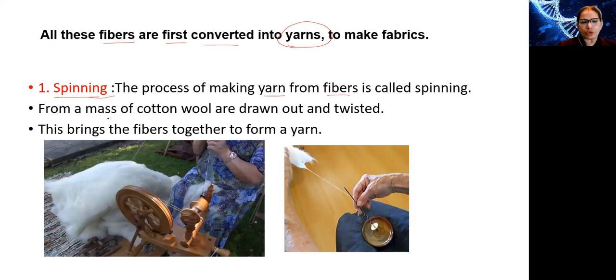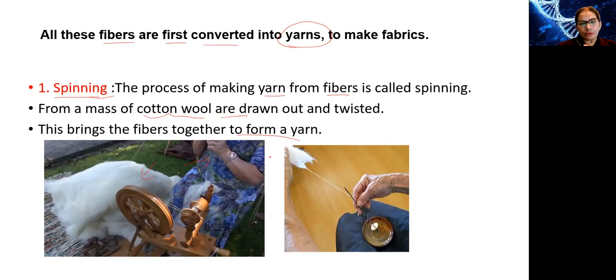So from a mass of cotton wool, they are drawn out and twisted. We have seen that we got the cotton wool, which was separated from the seeds. That cotton wool is again drawn out and twisted to make yarn by spinning. This brings the fibers together to form yarn. If you see this lady, this is the complete cotton wool which was obtained from the plant, and now it is being converted into yarn. The cotton wool is being spun, and the fibers are brought together to form a yarn.